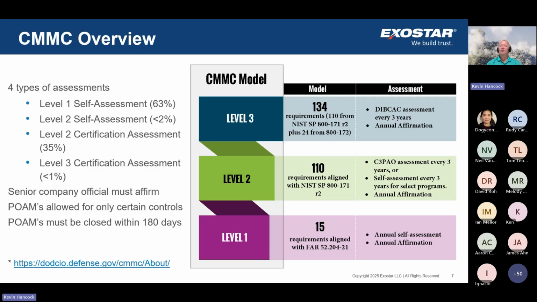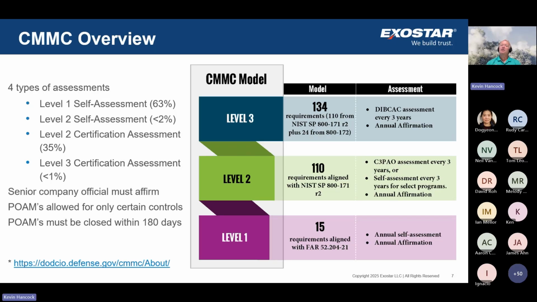If you're one of those few organizations that are level 3, you have 134 requirements. You have those 110 from NIST 800-171, and you've got 24 from NIST 800-172. In this case, you still are required to do an assessment once every 3 years, but that assessment is done by DIBCAC, and you'll have to annually affirm that you do those things.